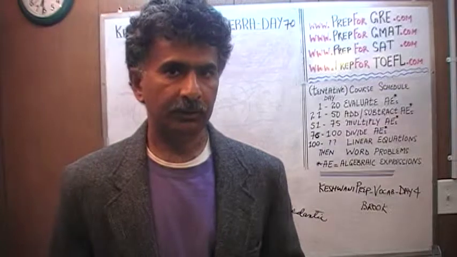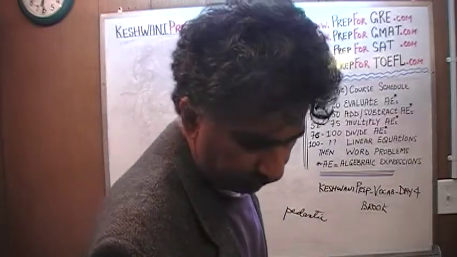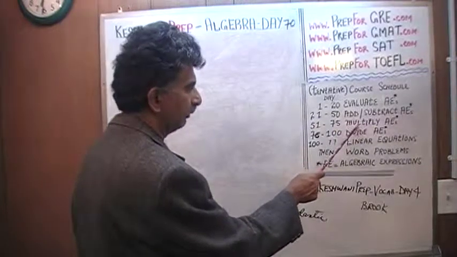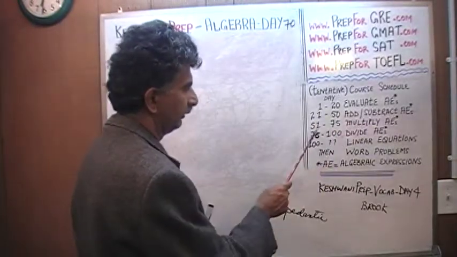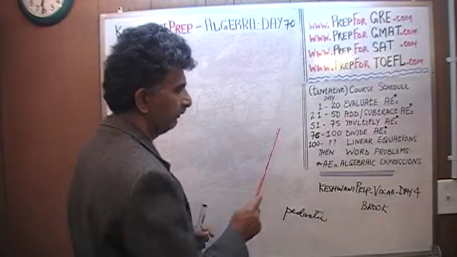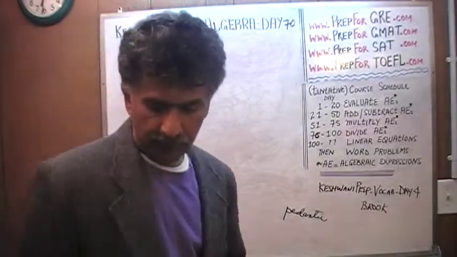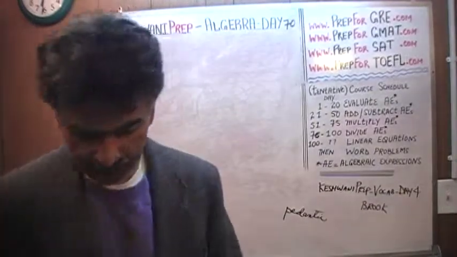Today is our day number 70. We are in the process of learning how to multiply algebraic expressions. That's what we've been doing from day 51 through 75. Today is our day number 70. We have 5 more days to go. We are learning how to multiply algebraic expressions.